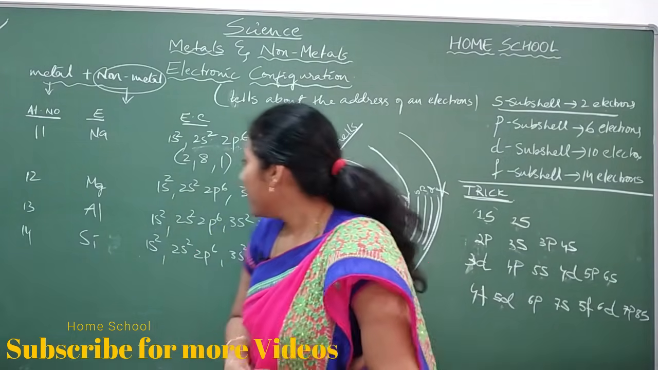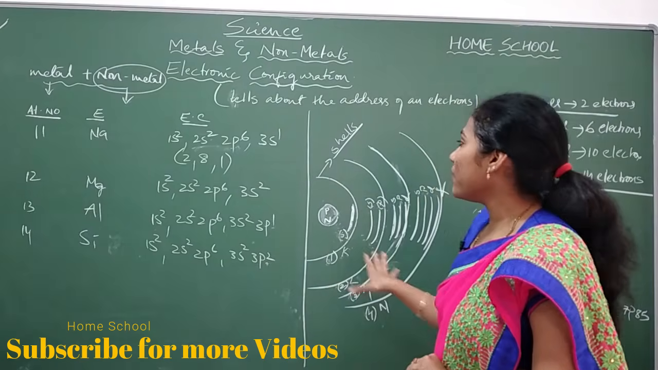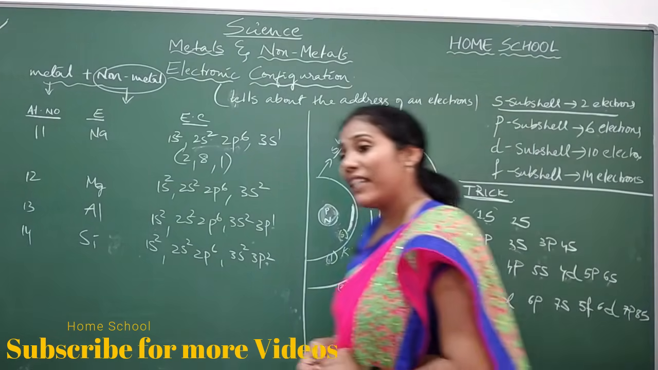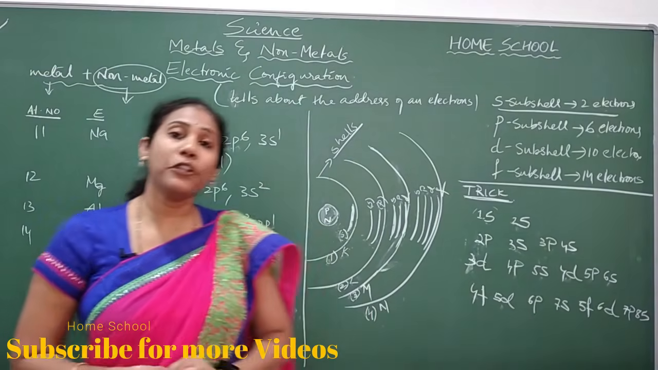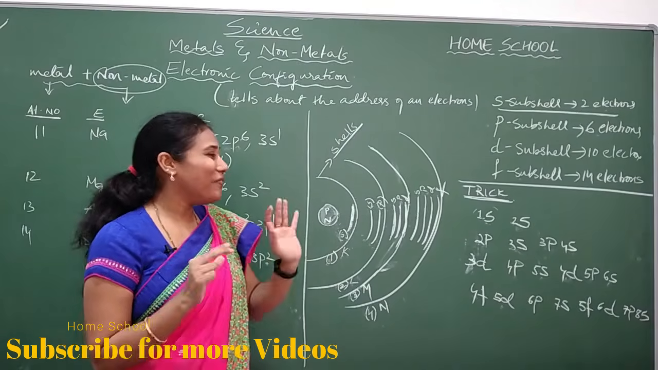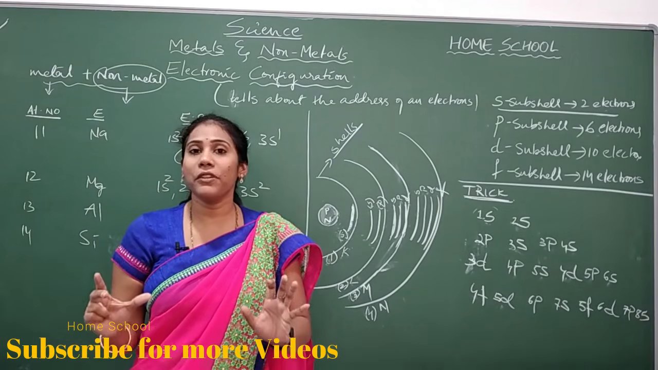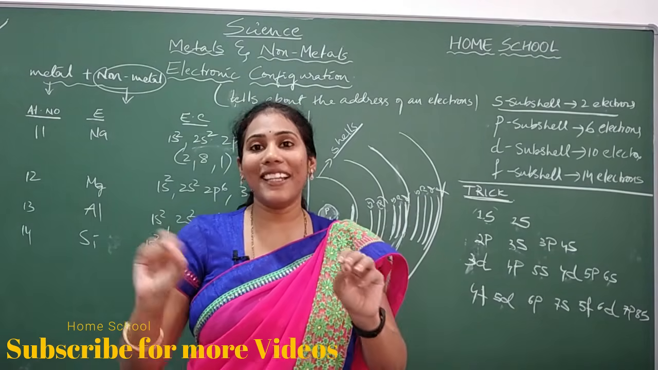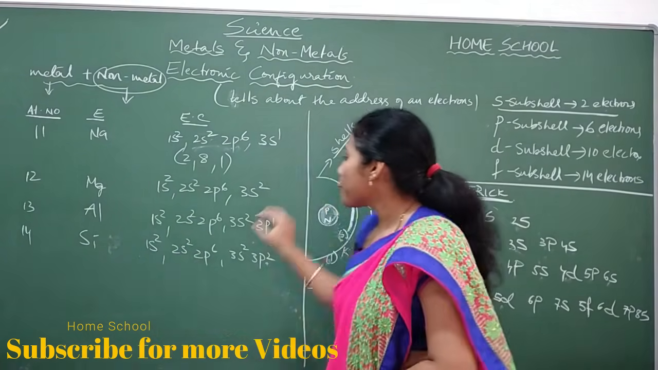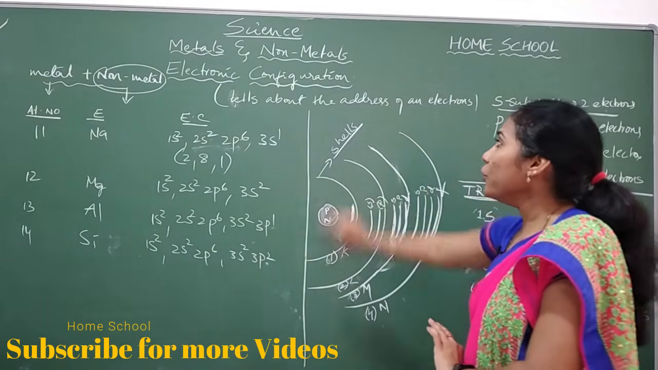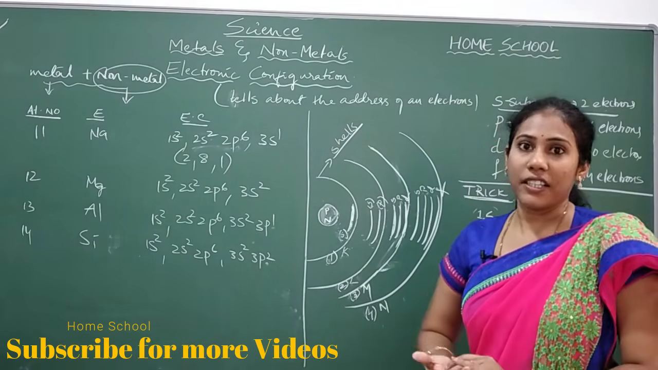Clear? Fine. So this is the way of writing electronic configuration for the elements. It is very important for the whole of chemistry, and this is a very fundamental aspect that everybody must remember. Electronic configuration is nothing but an address to an electron. Which electron is present in which orbital can be known with the help of electronic configuration.